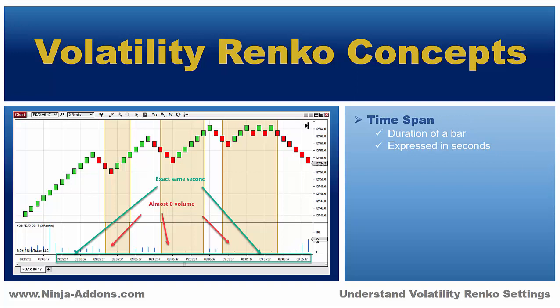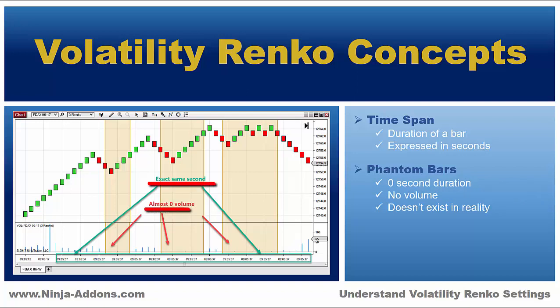So first is the time span. This is the duration expressed in seconds. Next is the phantom bars, as we can see on the chart. This is the bar that has 0 second duration, no volume, and is printed on your chart due to the bar construction, but should not be printed in reality because it does not exist.